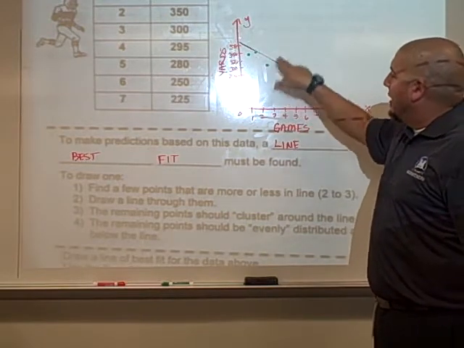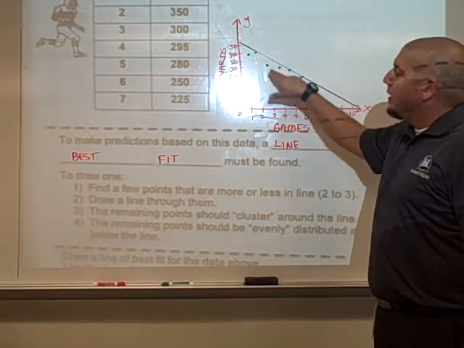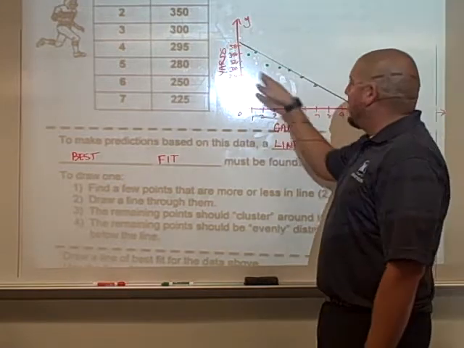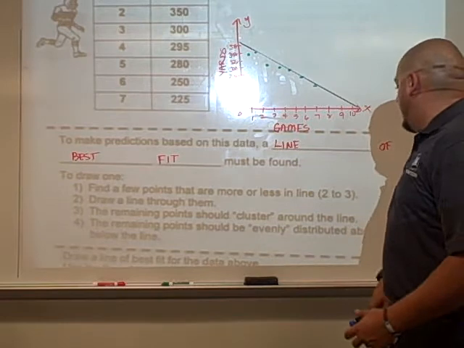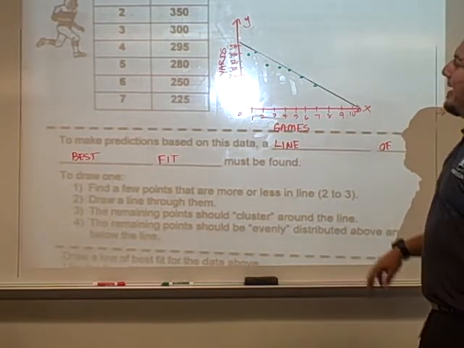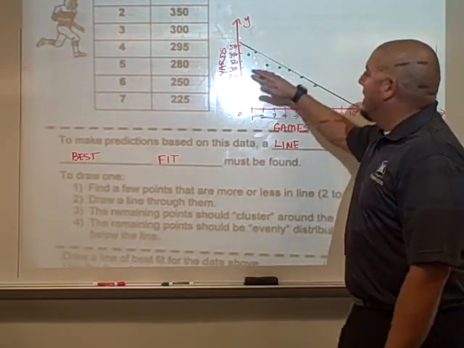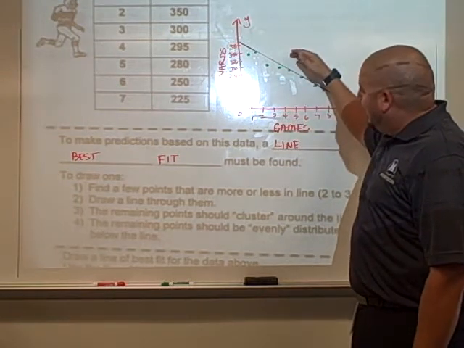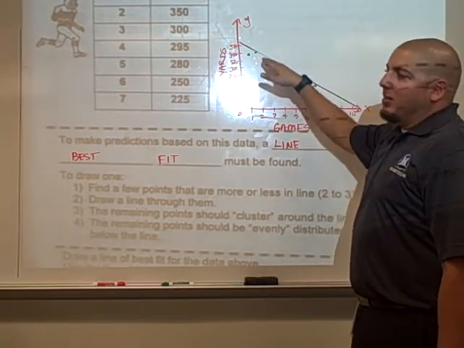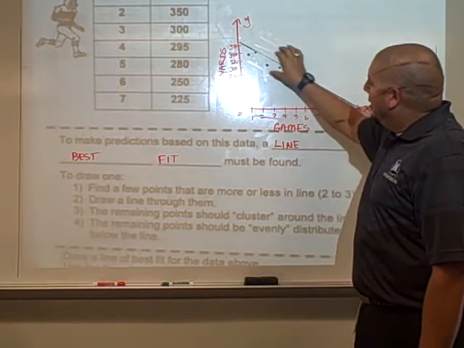Now these points do, they cluster around the line. They're pretty close to the line. They're not on the line, but they're pretty close, okay? The remaining points should be evenly distributed above and below the line. Now, sometimes that's going to be hard. What it's saying is some of my dots should be above the line, which I could have maybe done that, but it's really hard to say. Sometimes, as long as they're very close, it's going to be okay.